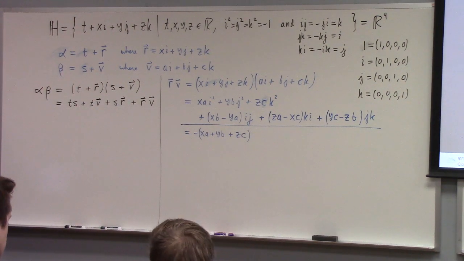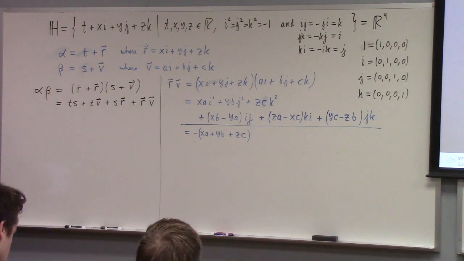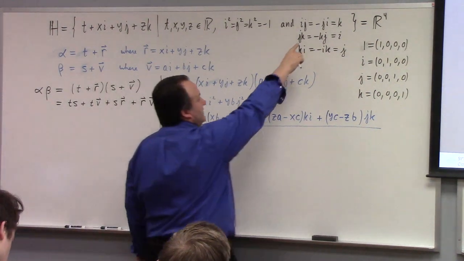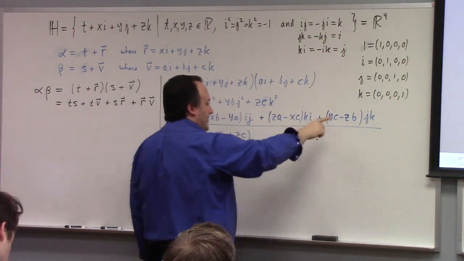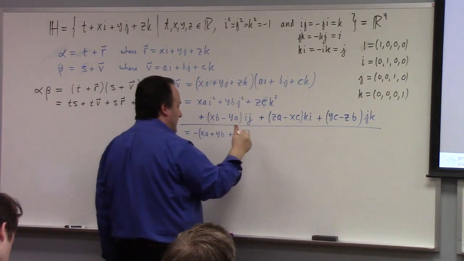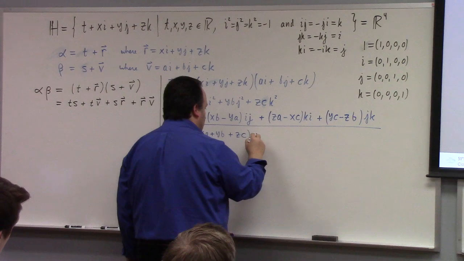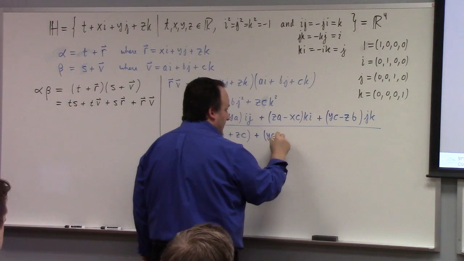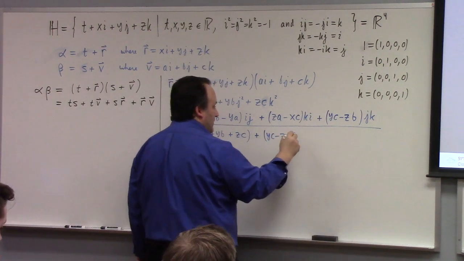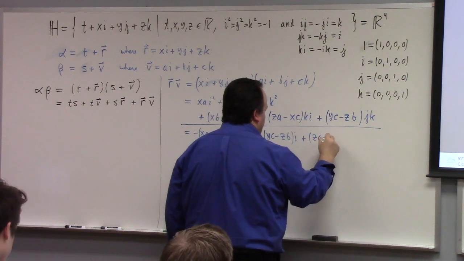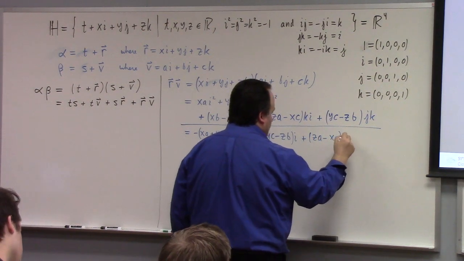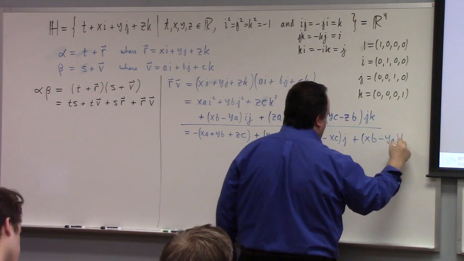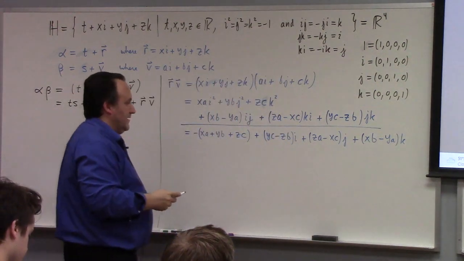All right. And what was ij equal to? ij was equal to k, right? So these are just like cross products. I cross j is equal to k, so ij is k. Okay, so we got plus, let's see here. Let me do this one first. Yc minus zb i plus za minus xc j plus xb minus ya k.